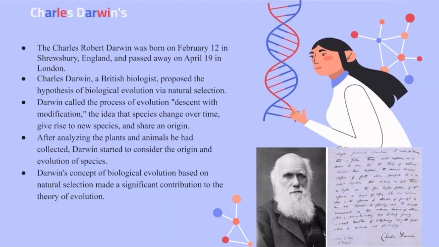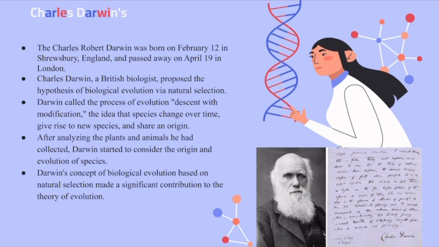Charles Darwin. Charles Robert Darwin was born in Shrewsbury, England on February 12, 1809, and died in London on April 19, 1882. The theory of evolution by natural selection was put forward by a British biologist, Charles Darwin. The idea that species change over time, give rise to new species, and share an ancestor is known as descent with modification, according to Darwin, who described evolution as such.